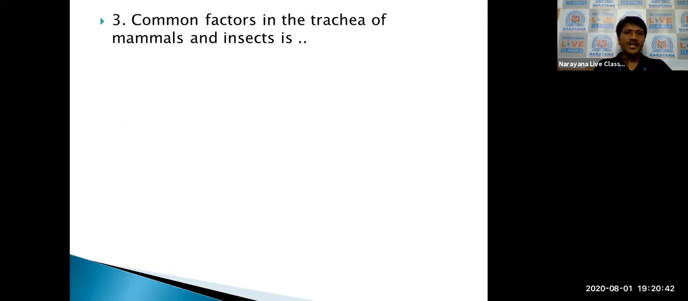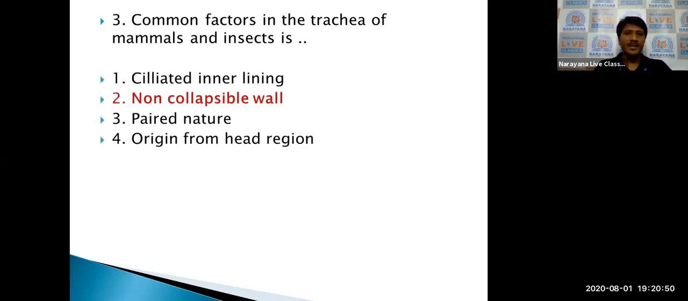Next question: what is the common factor in the trachea of mammals and insects? What is the common factor between mammals and insects like the cockroach? That is the non-collapsible wall. The non-collapsible wall is a common factor in the trachea of mammals as well as insects.